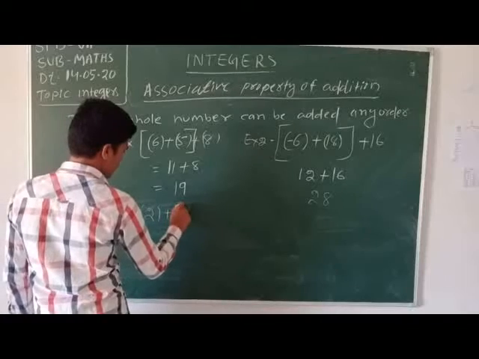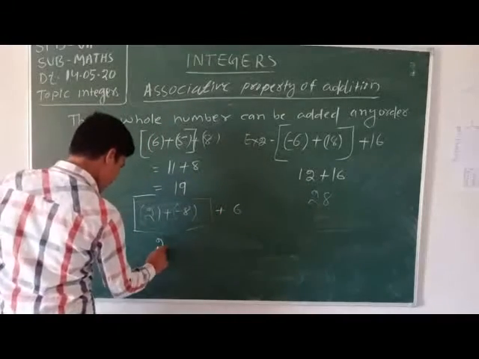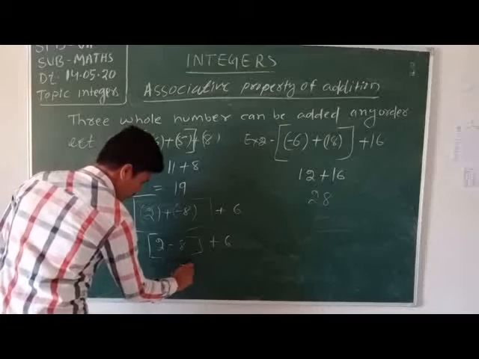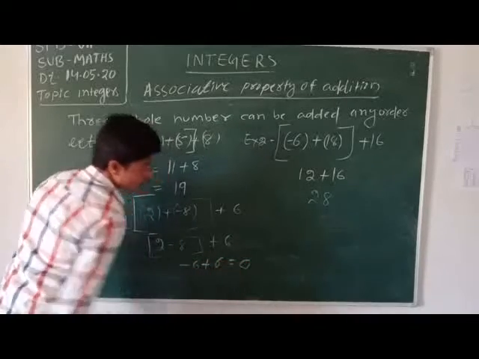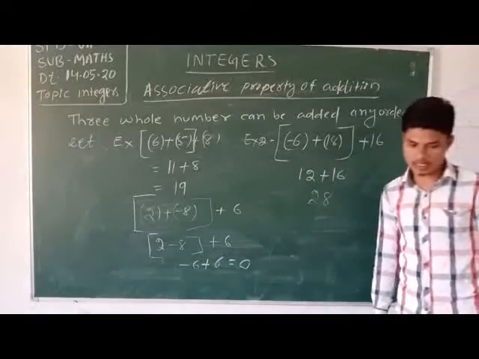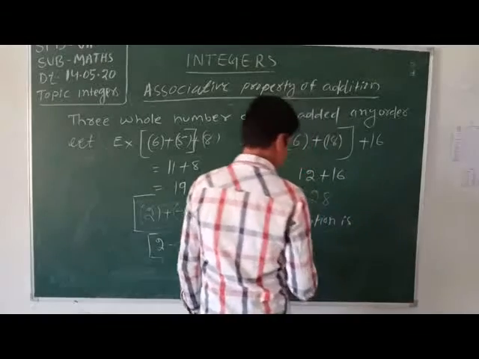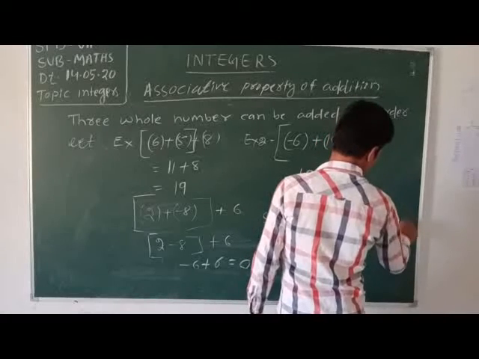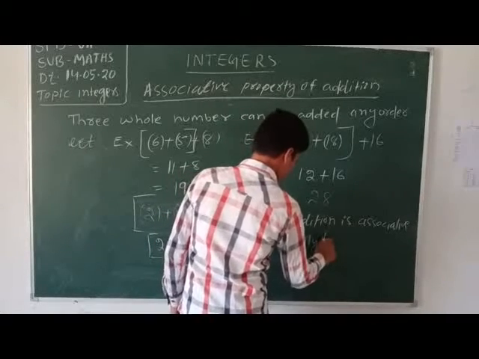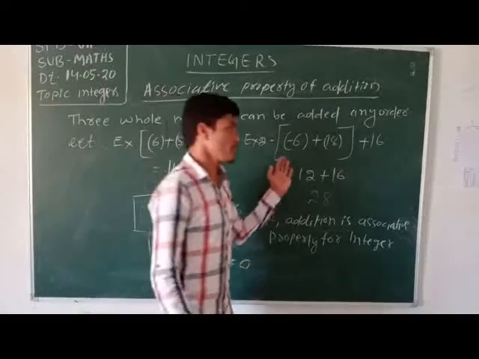Again, minus 6 plus 18 plus 16 grouped differently: drop the bracket, 18 plus 16 equals 34, minus 6 plus 34 equals 28. Both are equal and integers. That's why the associative property holds true. Then addition is associative for integers. Clear?